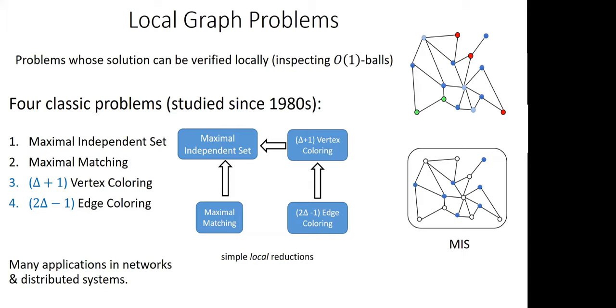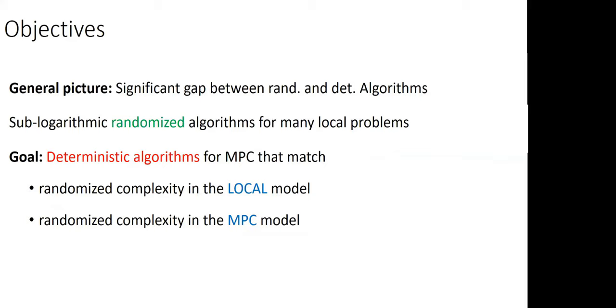And here is our objective. The whole setting of studying local problems in the MPC model received a lot of attention recently. We have amazing, good algorithms, but they are randomized. For this randomized setting, we have very good algorithms, even sublogarithmic for most of the problems that we know. The problem is that we still have a gap between the randomized setting and the deterministic setting. And our goal is to somehow narrow this gap.